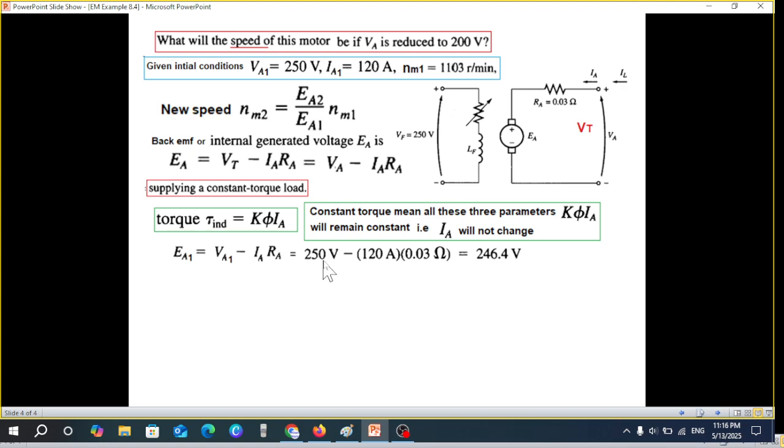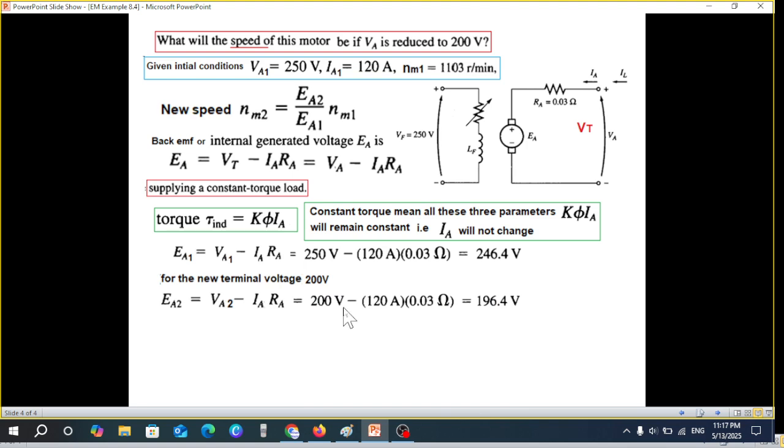Now plugging in the values, 250, then 120 from here, and this resistance is 0.03. So we get the generated voltage EA1 246.4 volt. Then coming on to the new voltage, when the input is 200 volt, same formula, we are just changing it to EA2, VA2, this remains the same IARA. So 200 volt minus 120 into 0.03, it will give 196.4 volt. So the generated voltage has reduced.